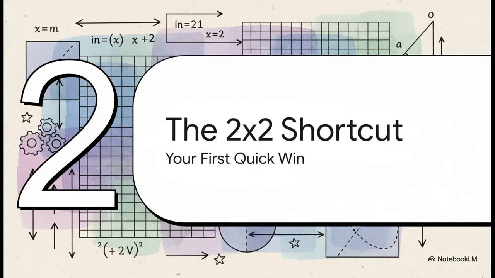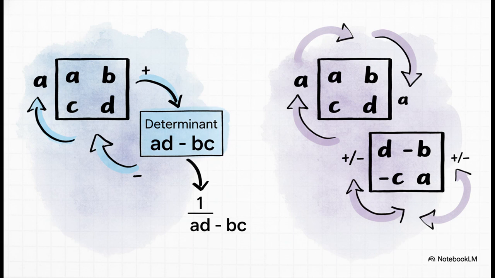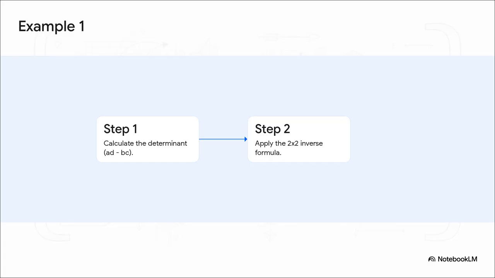Okay, enough with the theory, let's actually do something. We're going to start with the easiest method out there, a fantastic little shortcut that only works for 2x2 matrices. This is going to be your first quick win. Now, don't let the formula scare you. It's actually just 2 simple parts. First, you calculate this one special number, AD minus BC. That's called the determinant. We'll take that number and stick it under a 1. The second part is you just rearrange the original matrix a little bit. You swap the A and D elements, and you just flip the signs on B and C. That's it.